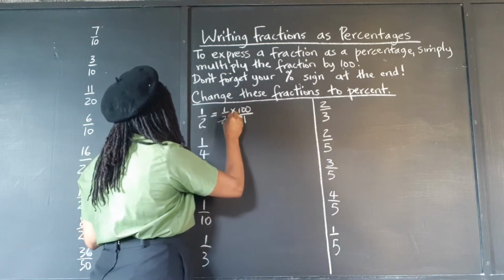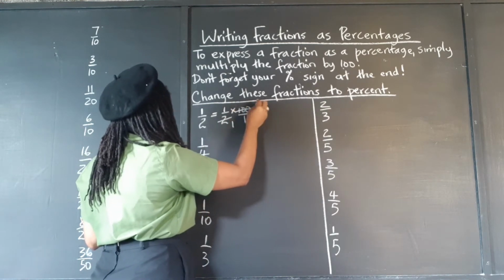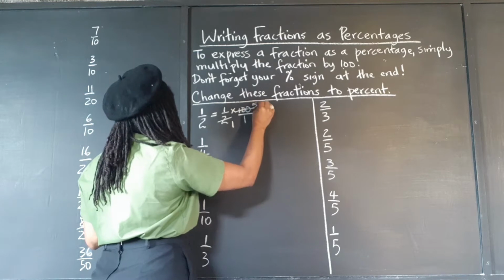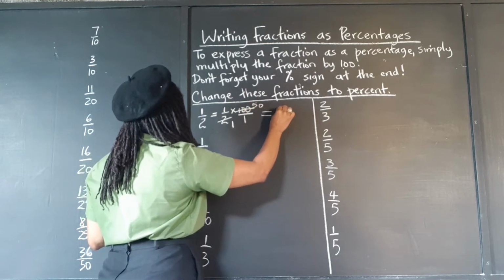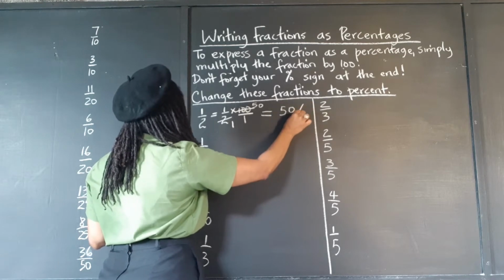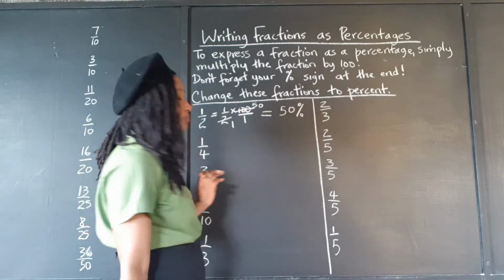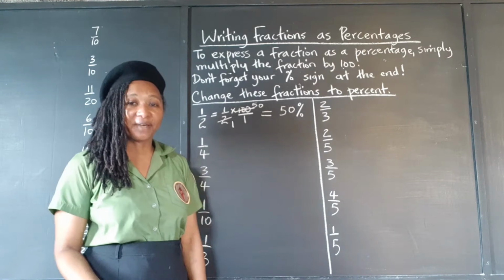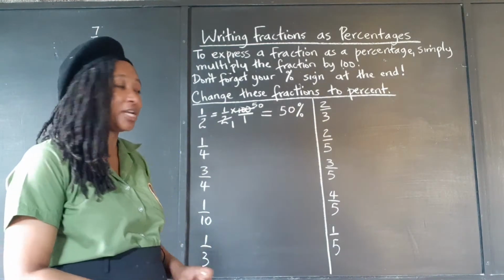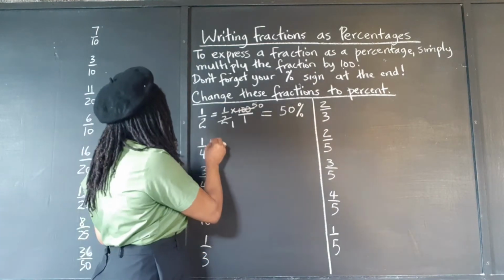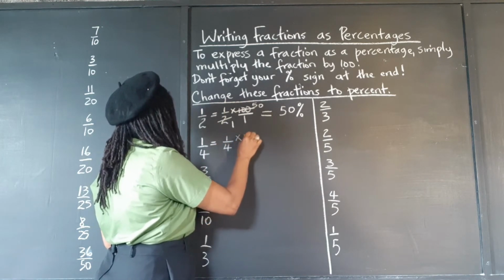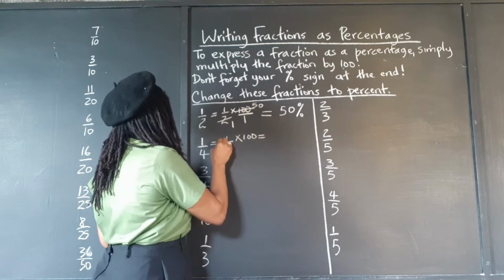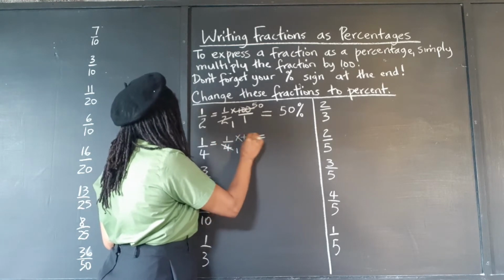And we know that 2 can reduce 100 because there are 2 50s in 100. Therefore, a half as a percentage is 50%. A half expressed as a percentage is 50%. A quarter, so that would be a quarter times 100. We know that 4 25s are in 100.